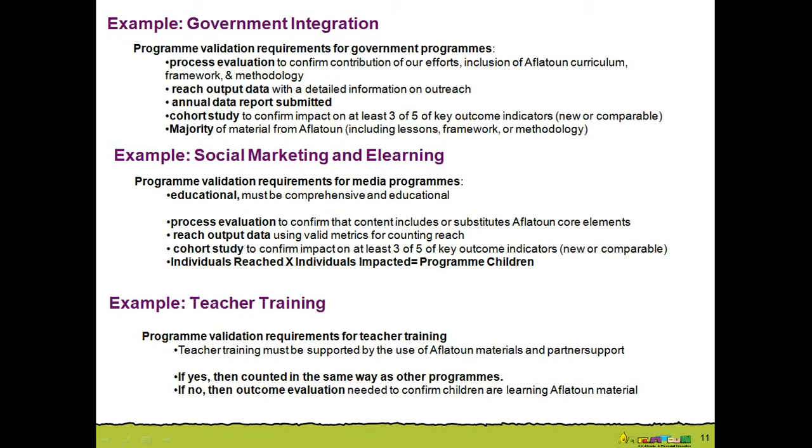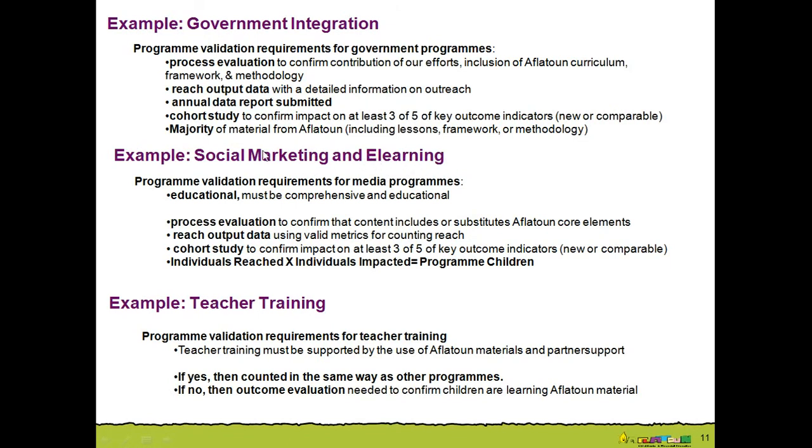Here you have some examples. I won't go through them in detail, but you can see we have three general categories. One is government integration. Governments will probably not take 100% of our content, so we need to be realistic about what they take, and we need to monitor how effective it is. Next we have the example of social marketing and e-learning. E-learning, if it's on the computer, it's easy to collect data to see if it's effective.